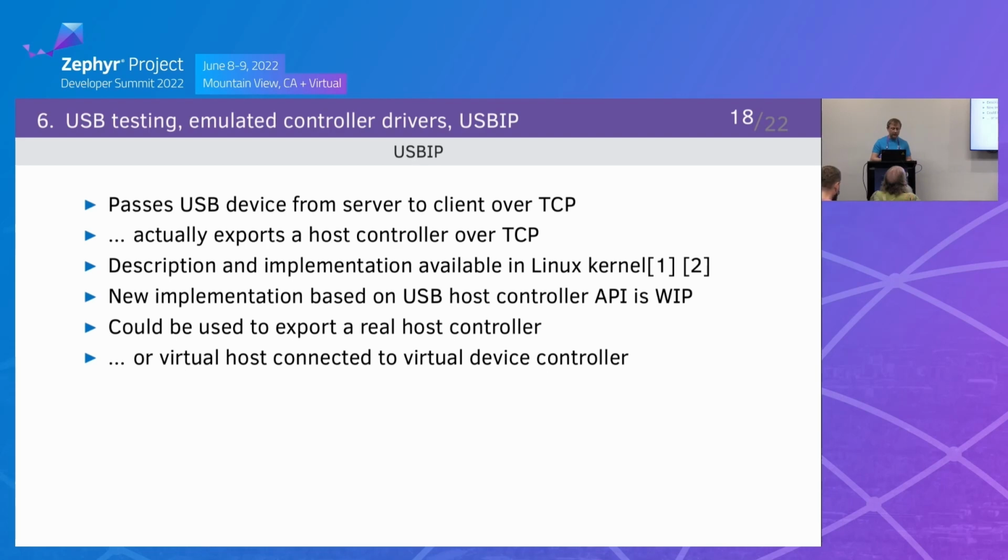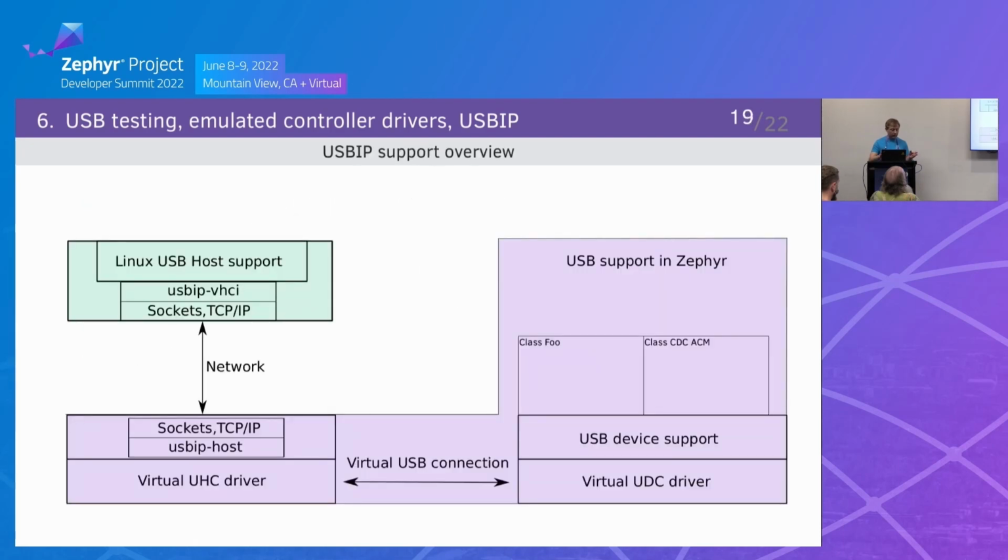And a new implementation based on the new USB host in Zephyr is a work in progress. I had an approach in GitHub, but I closed that because I wanted to wait for the host support. That USB IP implementation can be used to export a real host controller in Zephyr or a virtual host connected to a virtual device controller. It will look like that.